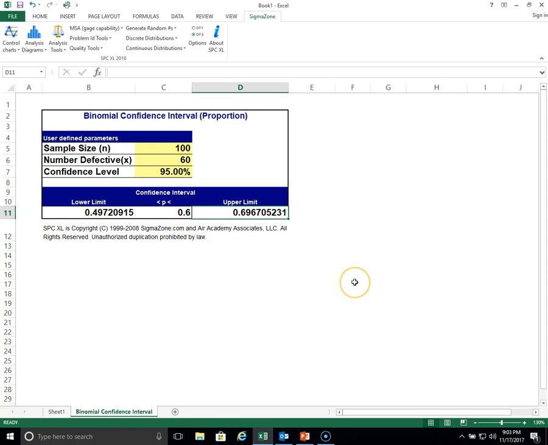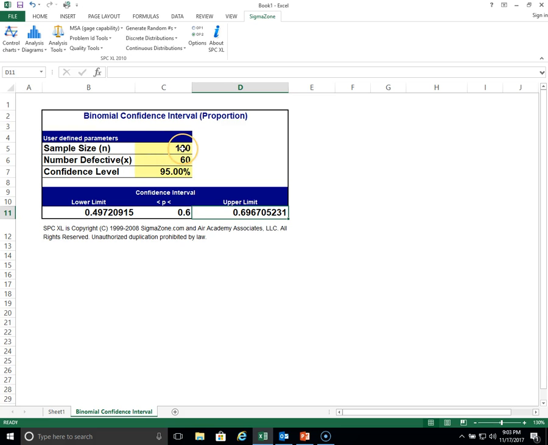So the limits have come closer together, but that was by doing what? We multiplied the sample size by a factor of 10 and the number of defects by a factor of 10, retaining the same sample proportion of defectives, but changing the upper and lower limits.